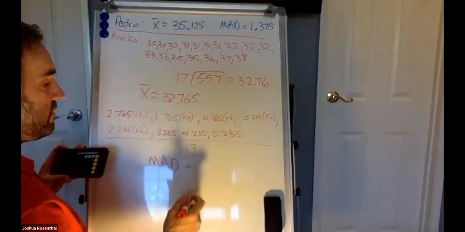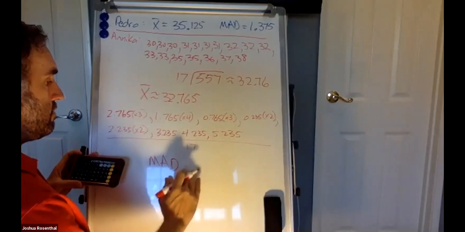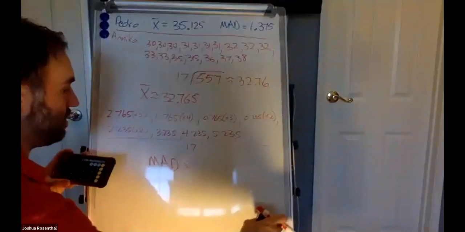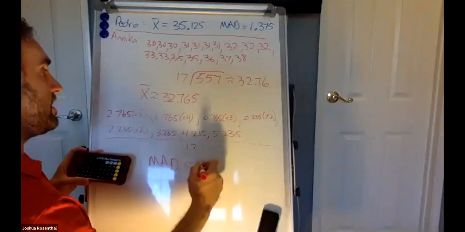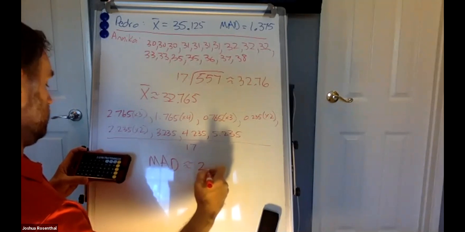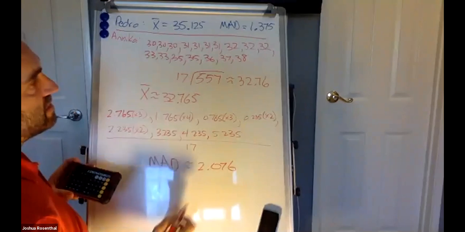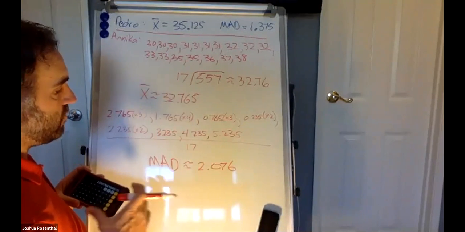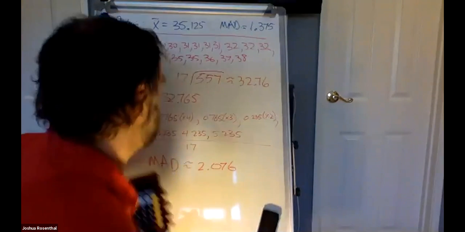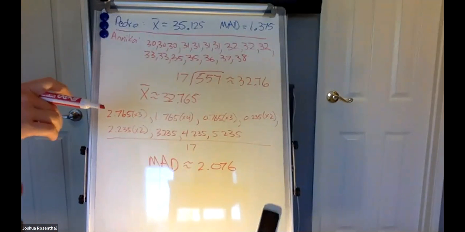What does MAD stand for? Mean absolute variation, or mean absolute deviation. Yeah, and you know, it's kind of the same thing, deviation and variation. They're similar. Okay, so I get 2.076. All right, and so that MAD is more than the other one. It doesn't seem like a large MAD, but let's go back to our shared screen.